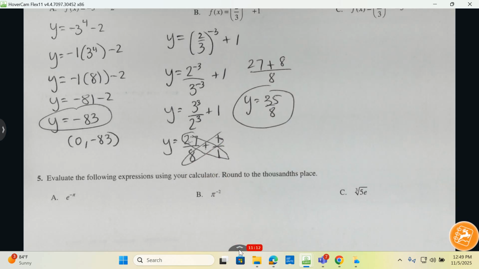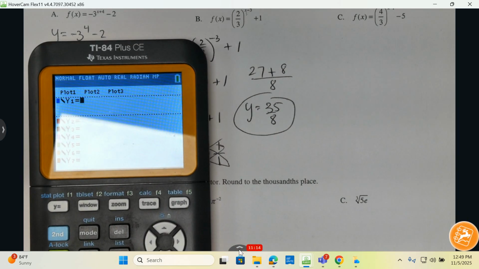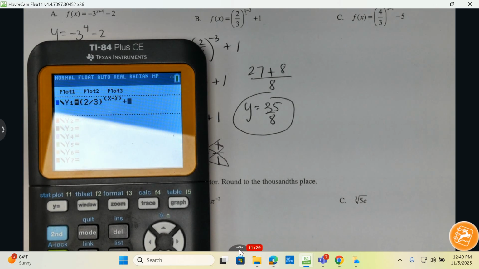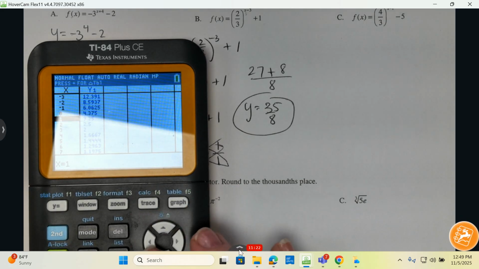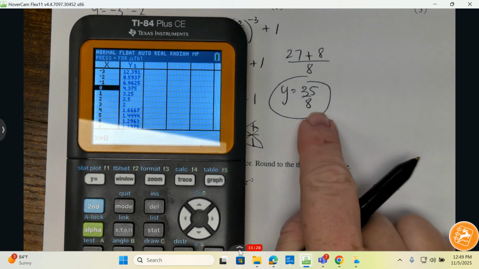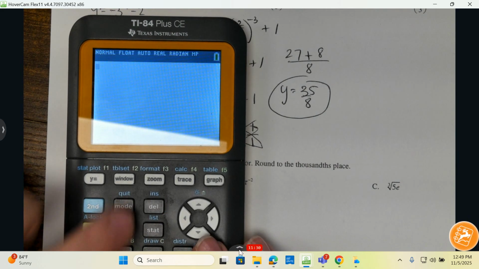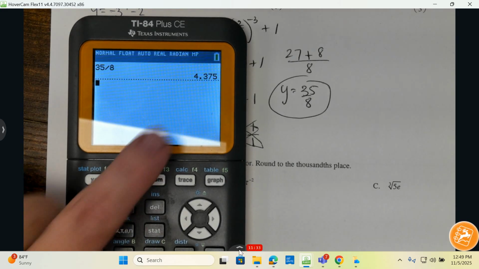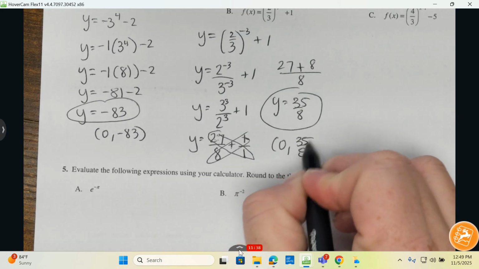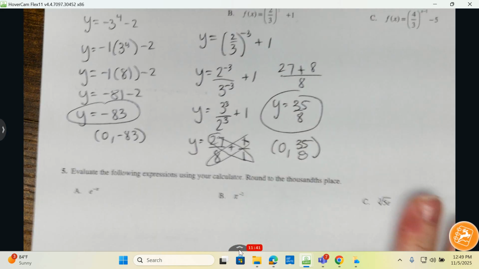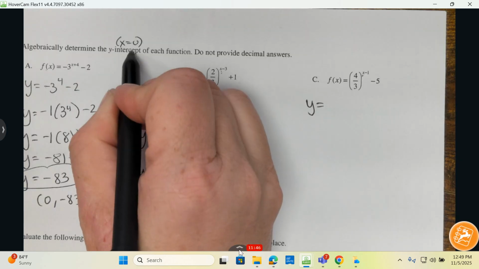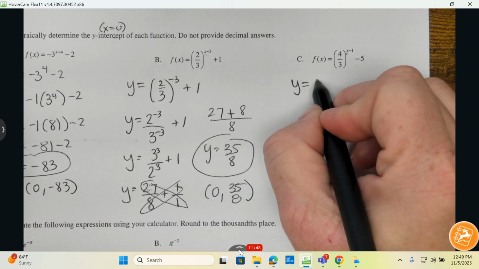This is what I believe the y-intercept is, but let's check. So I'm clearing it. We have 2/3 raised to the x minus 3, checking my work here, and let's check and see. So it has it at 4.375. Well, let's check. Is 4.375 equivalent to this? Let's check and see. And it is. I feel confident with this answer. You will have to do this by hand on your exam. Let's look up here. Again, we are replacing x with 0 to identify the y-intercept algebraically.